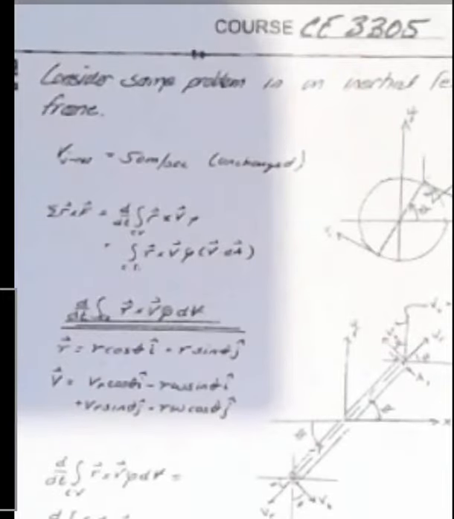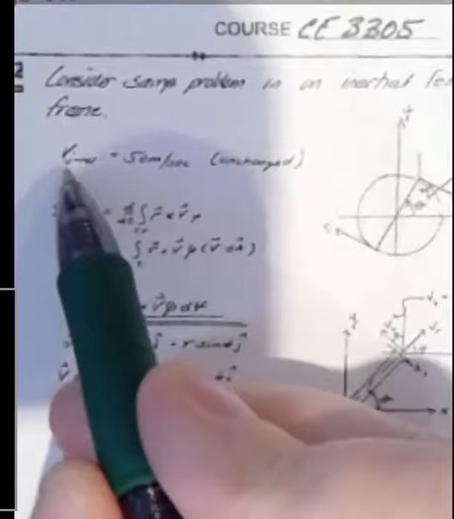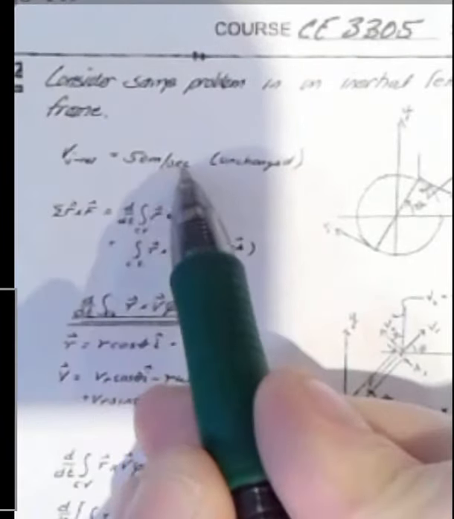Okay, if we do that, continuity won't change much for us. We will ultimately deduce that the jet velocity is 50 meters per second.